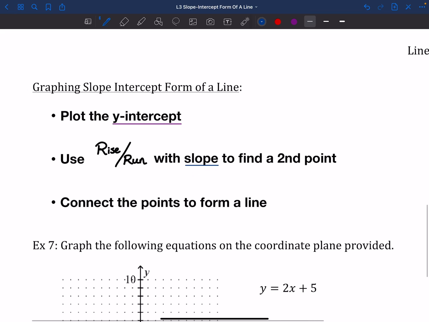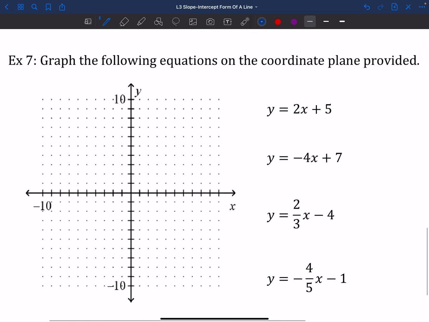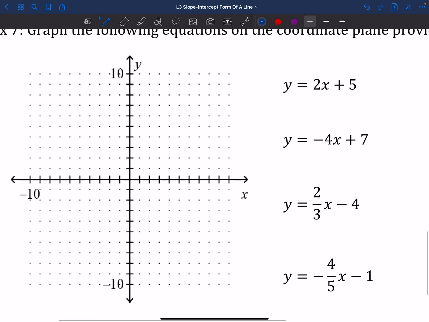It's one of those things that's a little bit easier to see when it's done than to just talk about. So we got 4 different equations here. We're going to put them all on the same graph. I'm going to try and color code it as best I can. So this first one I'm going to do in red. Y equals 2x plus 5. When I'm doing 2x plus 5, I need to identify my Y-intercept because that's what I want to start with. So my Y-intercept here is positive 5.